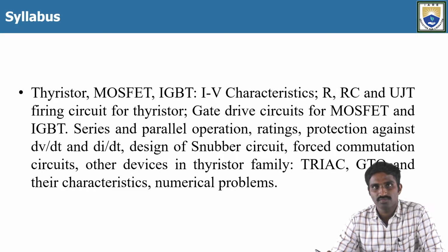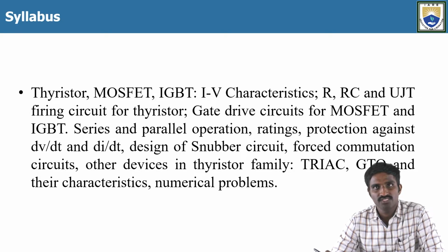In all these three power semiconductor devices, firstly we will discuss the IV characteristics of the thyristors as well as the MOSFET and IGBT, and also the firing circuits of the thyristor. There are different types of firing circuits. Mainly in this module, we are going to discuss the R, RC and UJT firing circuits for a thyristor, and also the gate drive circuits for the MOSFET and for the IGBT.